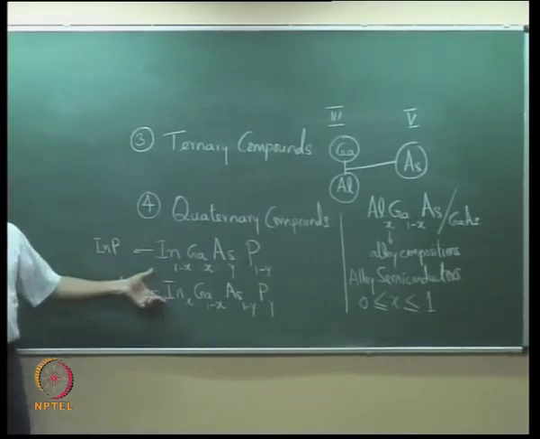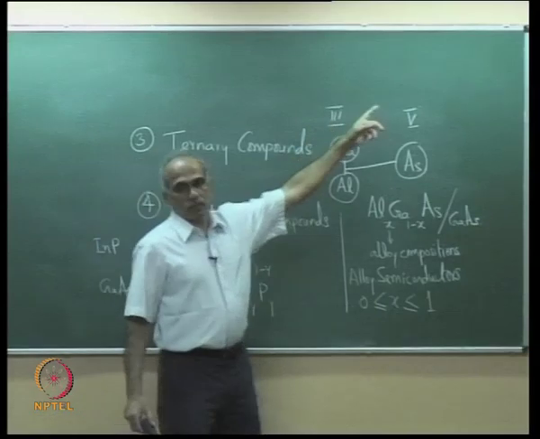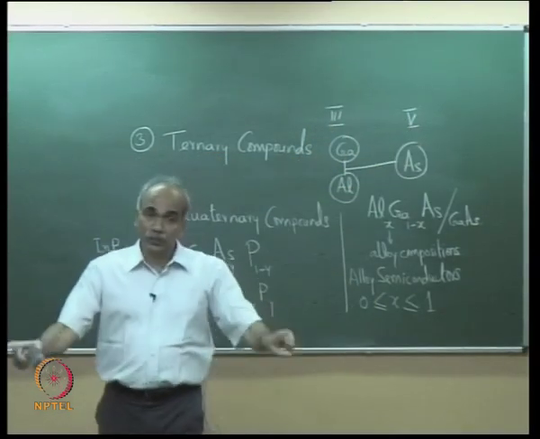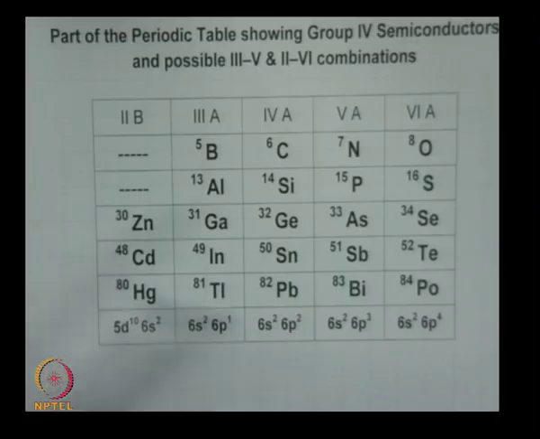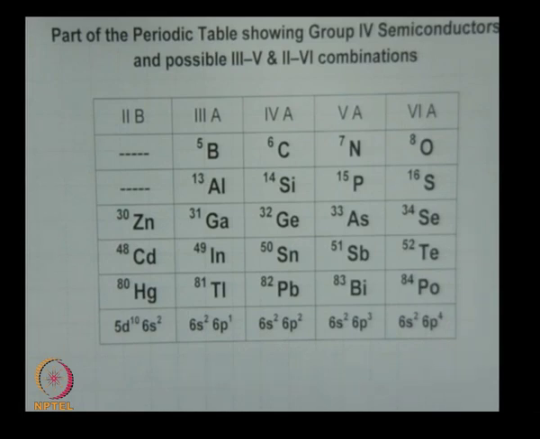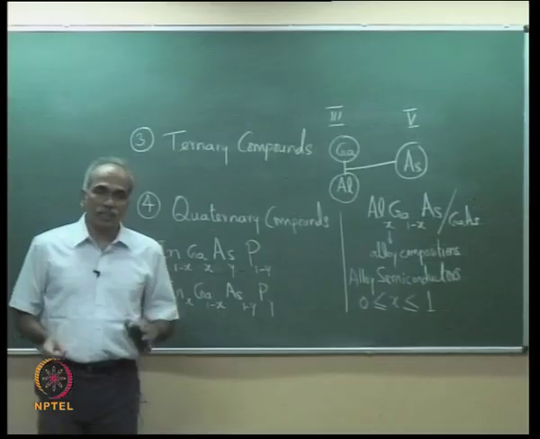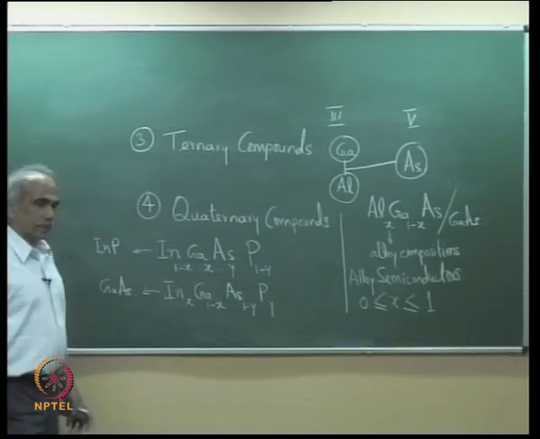This is a quaternary compound, and so ternary and quaternary compounds are in general 3,5 semiconductors. It could be 2,6 also. We can have two elements from group 2 and one from group 6. In fact, zinc cadmium telluride or mercury cadmium telluride is a widely used compound. Mercury cadmium telluride. So that's a 2,6 compound. This is also a ternary compound. Similarly, you could have quaternary compounds which are also 2,6. So you can have either 3,5 or 2,6. These are all stable compounds, stable semiconductors.